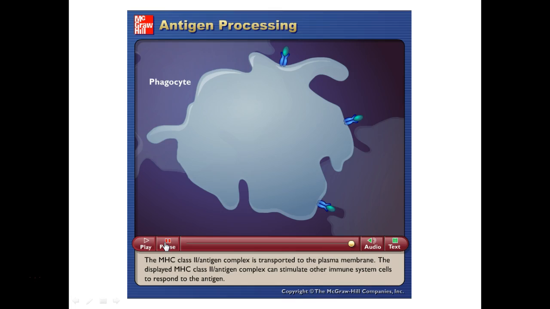And who else will the helper T cell help out that will present antigen other than a macrophage or a dendritic cell? B cells, right? Which make antibodies. Their B cell receptor is an antibody. What do we call that cell, a B cell, when it's actually secreting antibodies? Plasma cell, right?